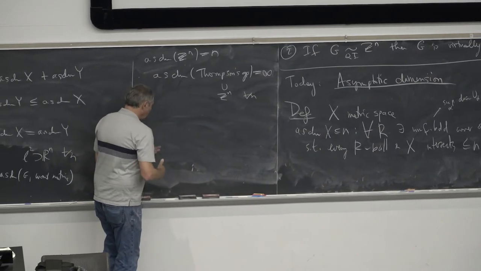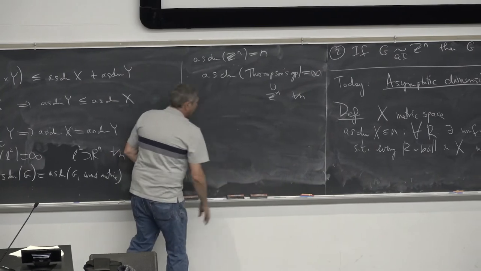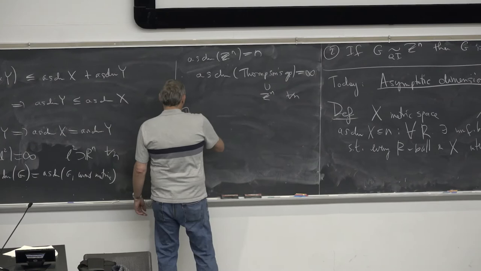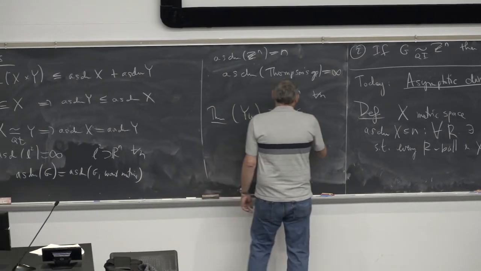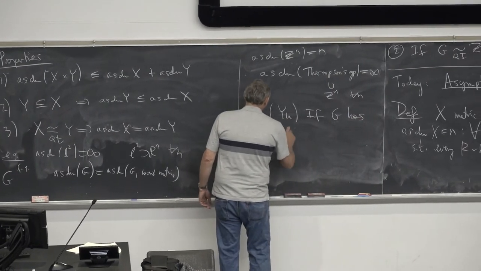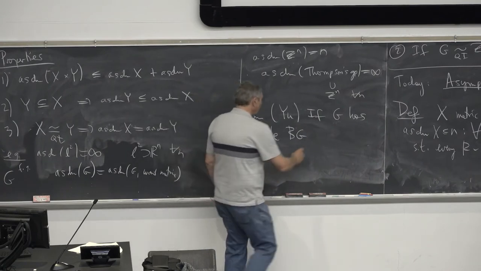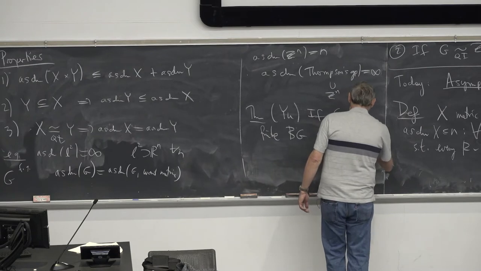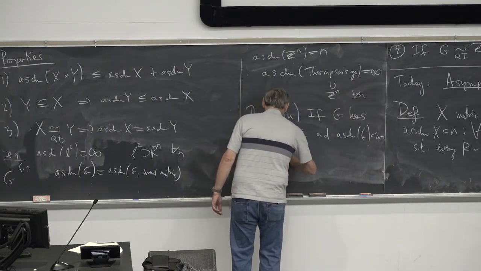But there's also another motivation, maybe more important than this, for studying asymptotic dimension, and it's a theorem of Yu, namely that if G has a finite classifying space, finite BG, that's the class of spaces, and if the asymptotic dimension of G is finite, then the Novikov conjecture holds for G.